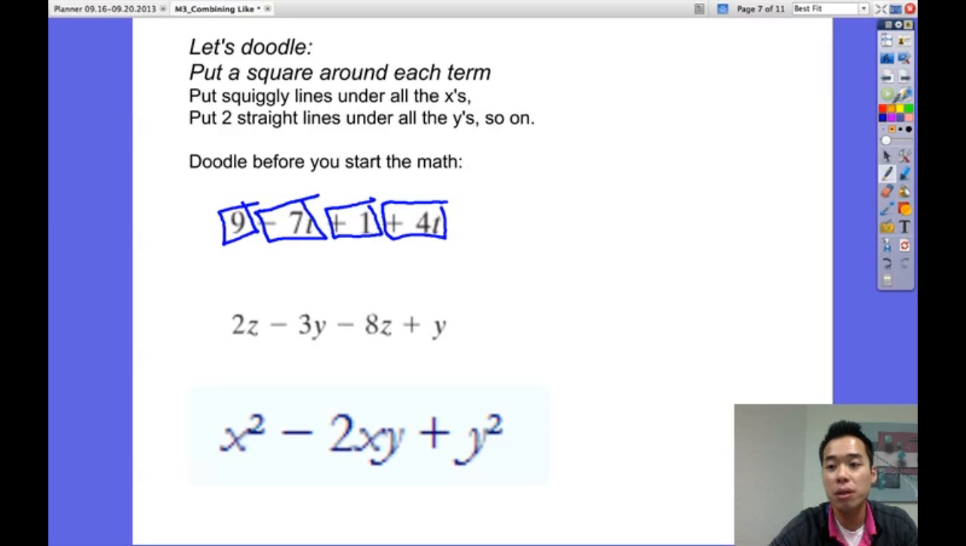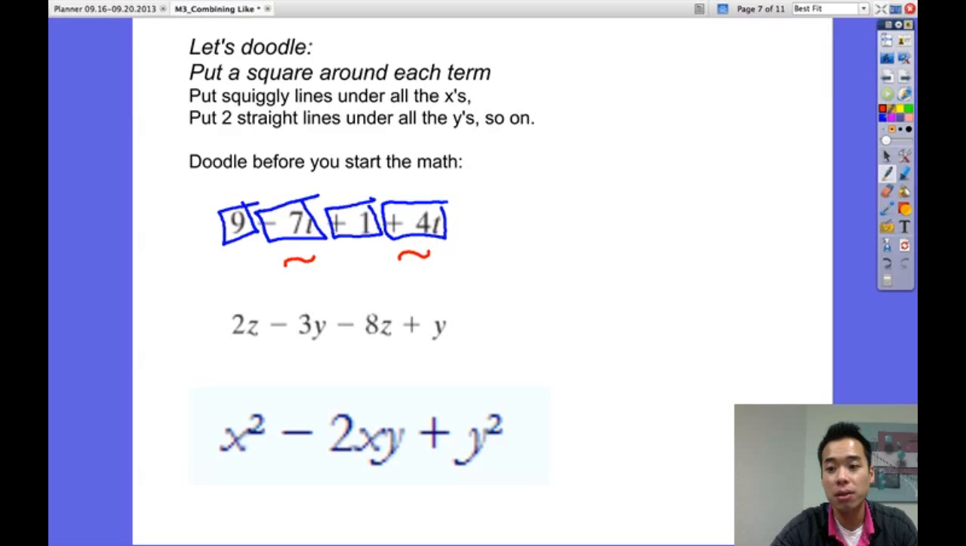Now what I want you to do is you can use different colors, and I just want you to put a squiggly under terms that look alike. So negative 7t, both have a number and a t, just t to the power of 1. I'm going to put a squiggly right there. Positive 4t, a number and a t. They are alike. Just like the bananas or the apples, they're alike.